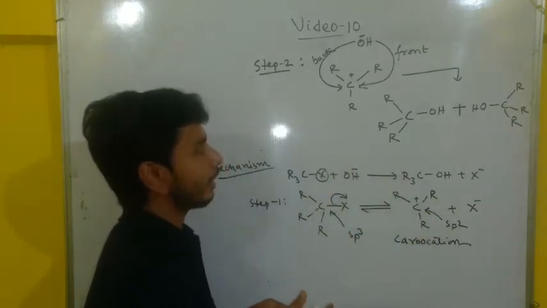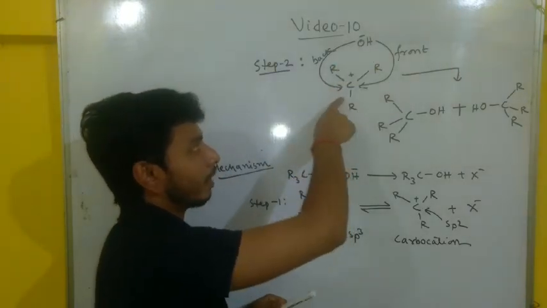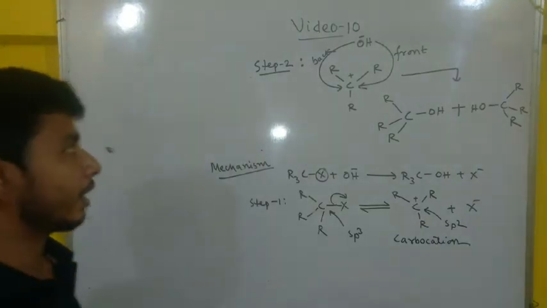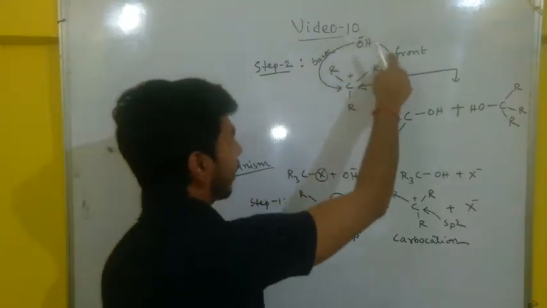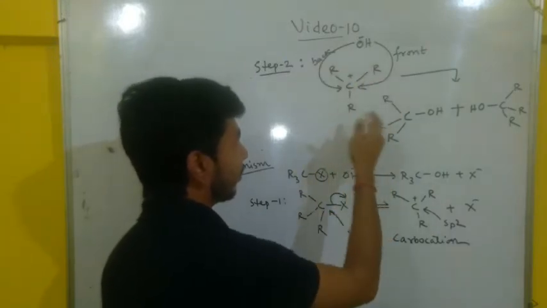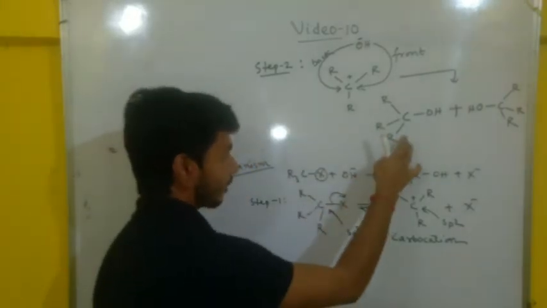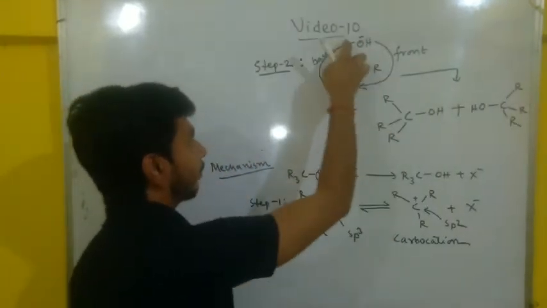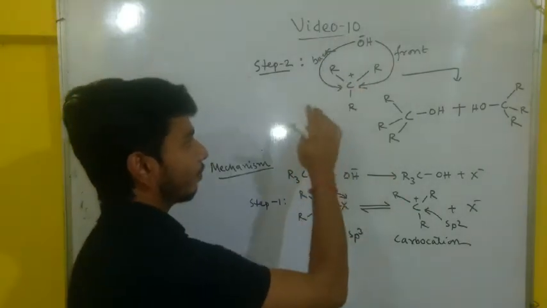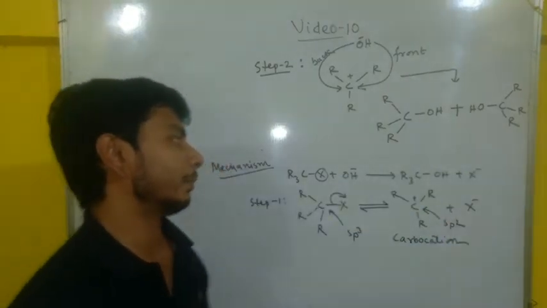Now in the second step, the nucleophile will attack the carbocation from two sides, the front side as well as the back side. When the nucleophile approaches along the front side, the three alkyl groups slightly move along the back side, and we get this structure. When the nucleophile comes along the back side, the alkyl groups move to the front side, and we get this product.